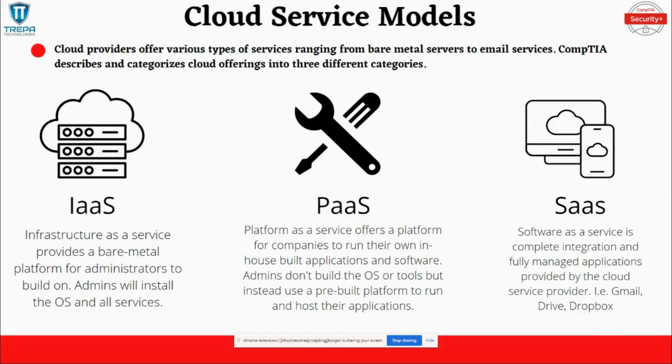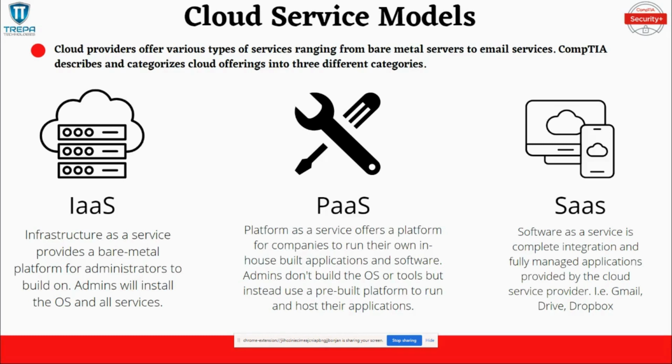The first thing we're going to talk about is the different cloud service models. There are 3 different cloud service models the Security Plus exam wants you to know about, and these are typically the big 3 that are talked about. The first one we have is IaaS, or Infrastructure as a Service. Infrastructure as a Service provides the user a bare metal server.